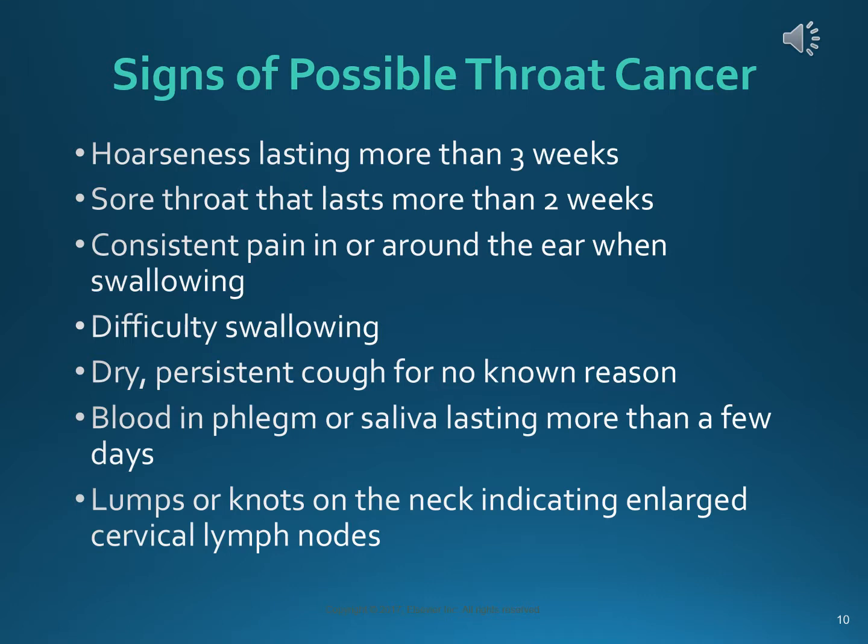Hoarseness lasting more than 3 weeks. A sore throat that lasts more than a couple of weeks. Consistent pain in or around the ear when swallowing. Difficulty swallowing, also called dysphagia. A persistent dry cough for no known reason. Blood in their sputum or saliva that lasts more than a few days, and then lumps or knots on the neck indicating enlarged cervical lymph nodes.